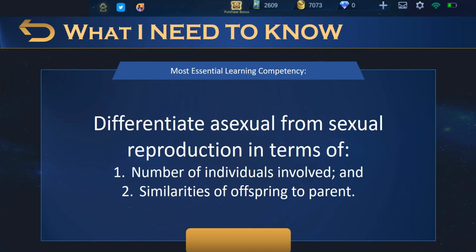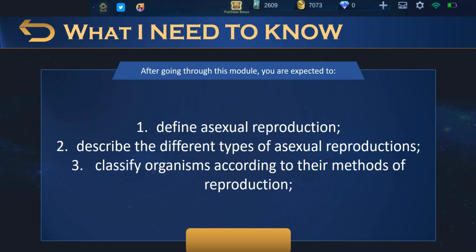So these are our most essential learning competencies. First, we have to differentiate asexual from sexual reproduction in terms of number of individuals involved and similarities of offspring to parent. So after going through this module, you are expected to first, define asexual reproduction, 2. Describe the different types of asexual reproductions, and 3. Classify organisms according to their methods of reproduction.